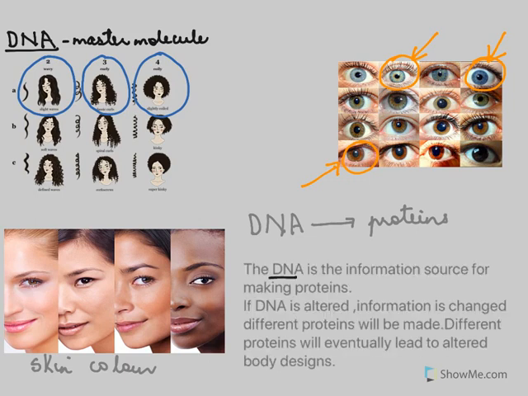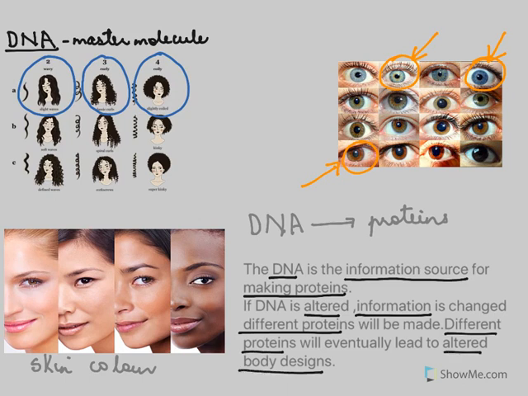So now we have seen that the DNA is the information source for making proteins. If the DNA is altered, the information is changed and different proteins will be made. Different proteins will eventually lead to altered body design. To summarize the slide, we know that DNA is called the master molecule. It stores the blueprint of our body. It stores all the characteristics of our body. It governs the making of our body.